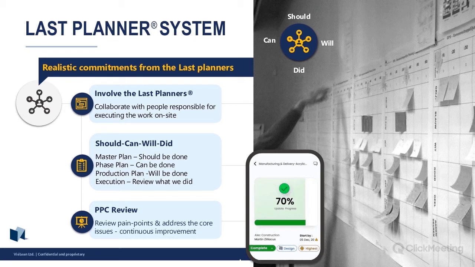Then we want production plans made. So that's a week ahead, the work that's going to be done that week. And that's work that will be done. And then execution is the work that's already been done. Let's review that and see what went well.